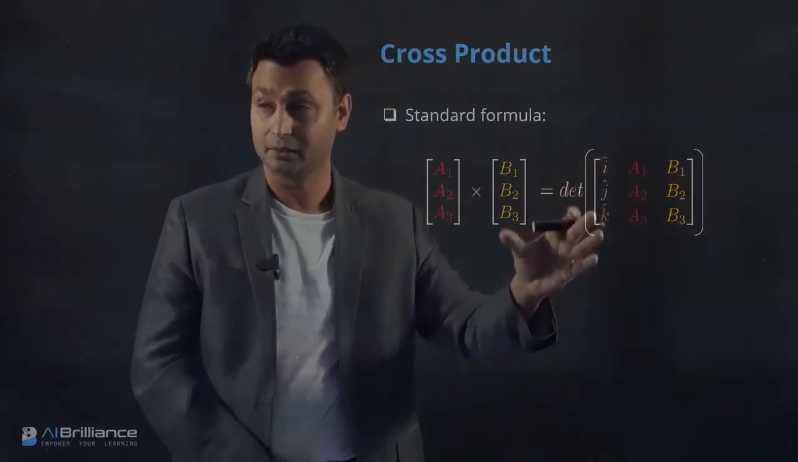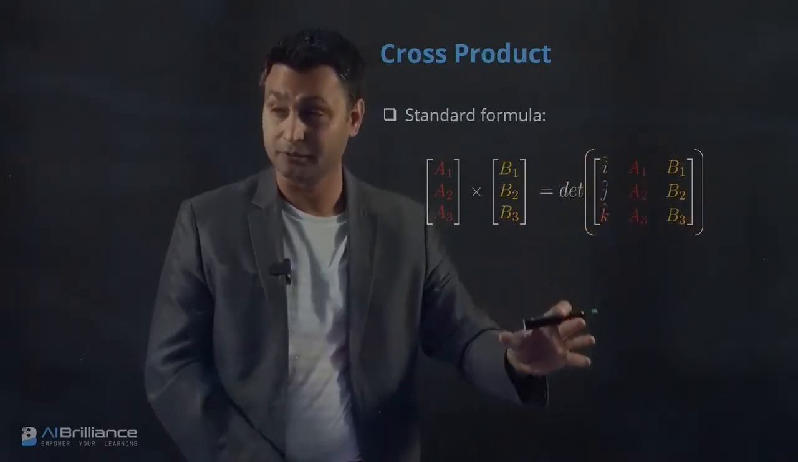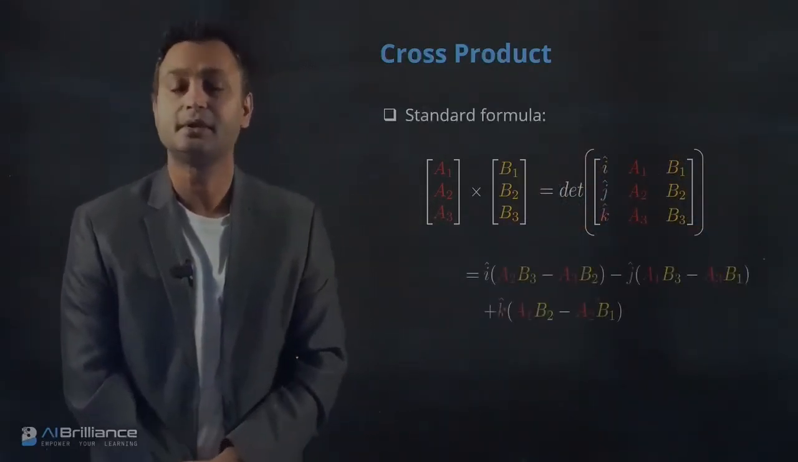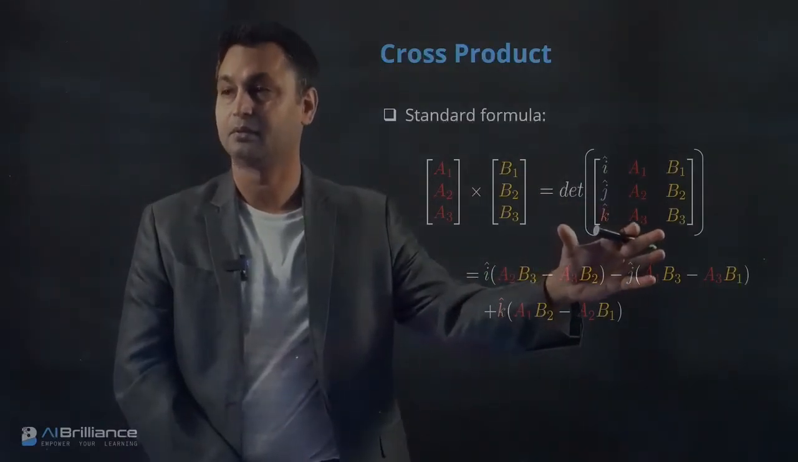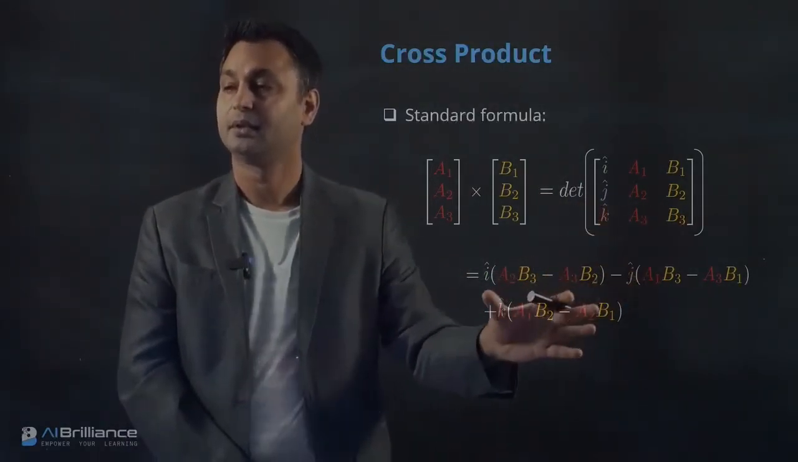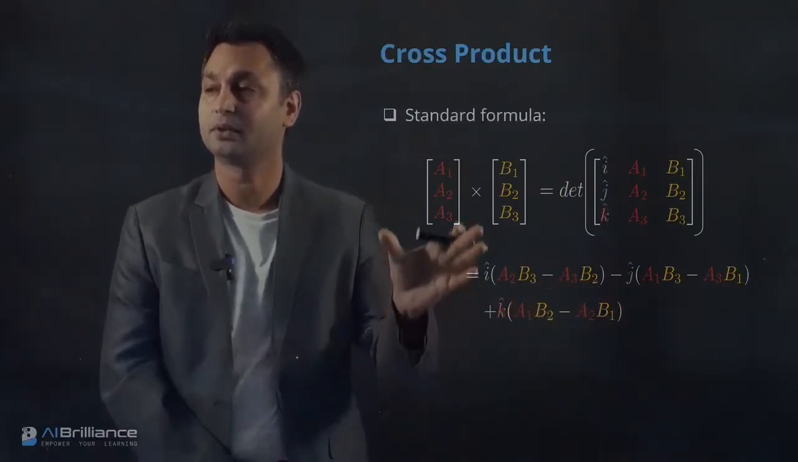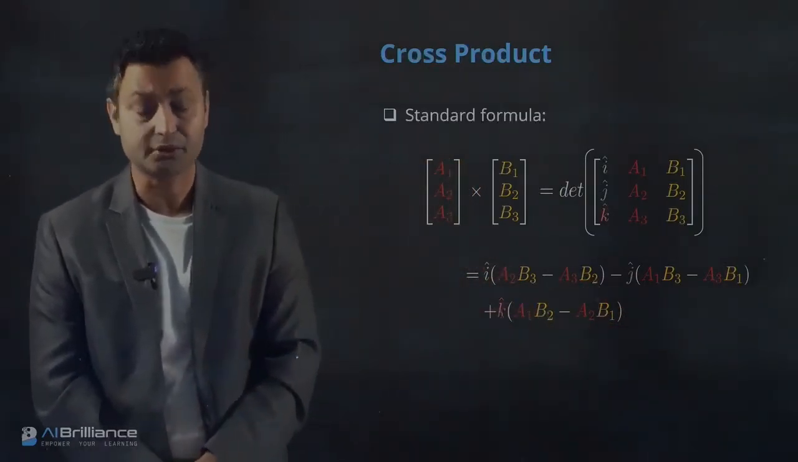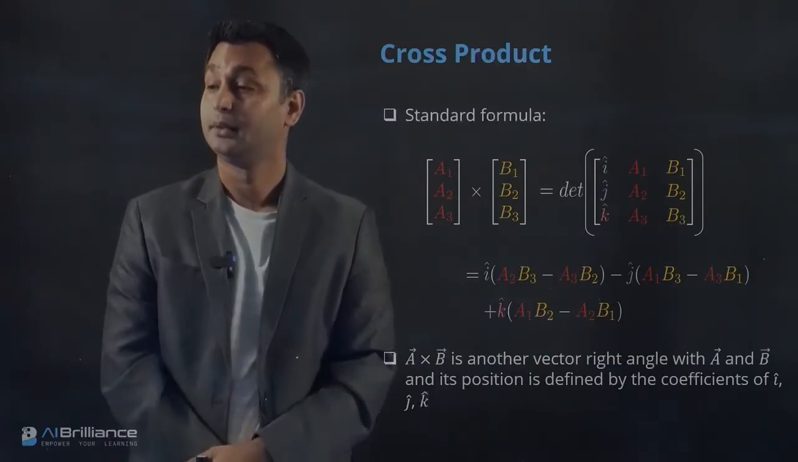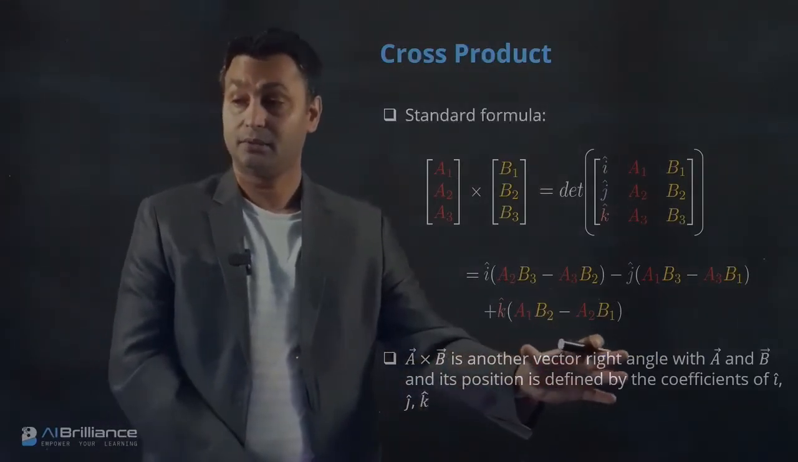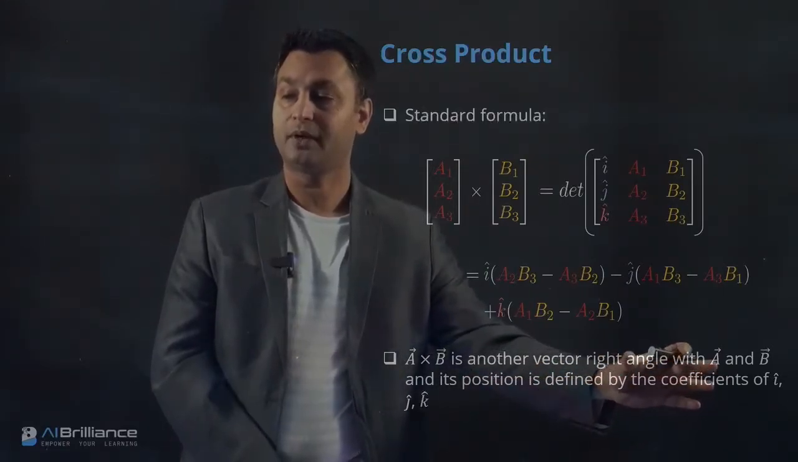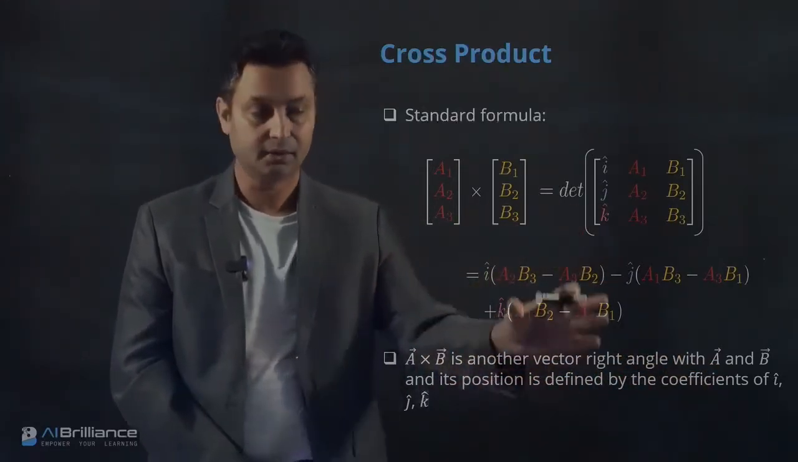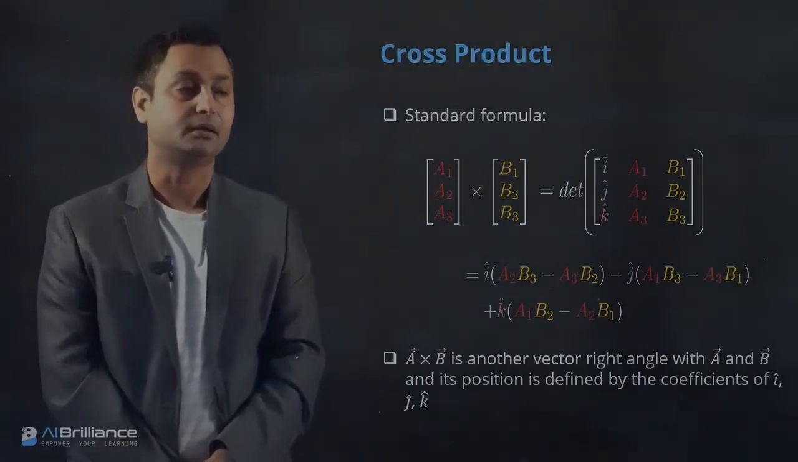Now, if I create a matrix and take the determinant of that matrix, that will help me in computing the cross product. So if I simplify this and do the determinant of this matrix here, then I have this equation, and this is the equation that will be used to compute A cross B. So A cross B is another vector, at right angle to A and B, and its position is defined by the coefficients of I, J, and K given by the set of equations that are given here.